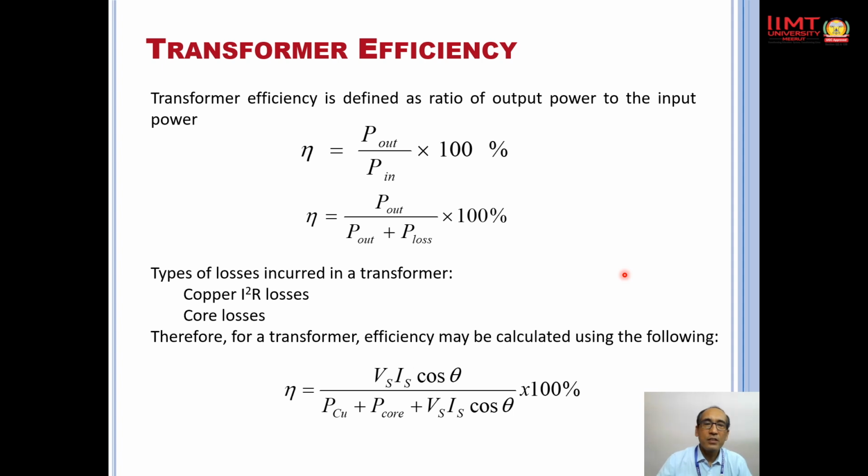And P losses means two types of losses we are considering here. One is known as the copper losses, that is represented by I square R losses, and the second is the core losses. So overall the formula for transformer efficiency we can use here is Vs Is cos phi upon PCU plus P core plus Vs Is cos phi, into 100. S stands for secondary side, because we have to obtain the output side. Output means secondary side. PCU means copper loss, and P core means iron loss or constant losses.